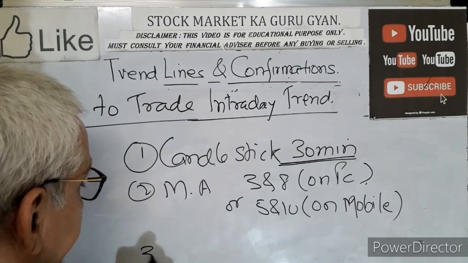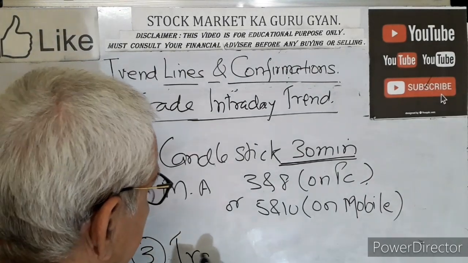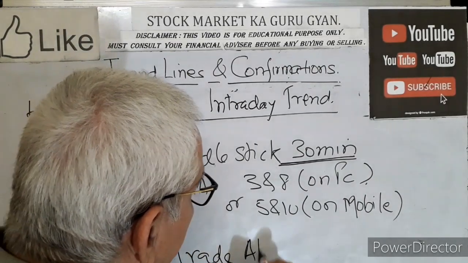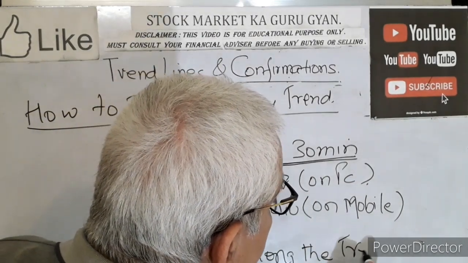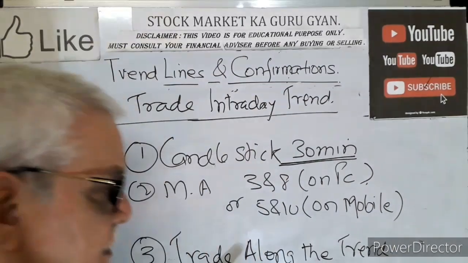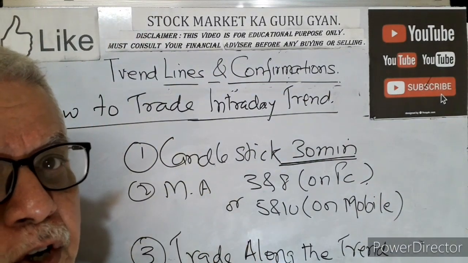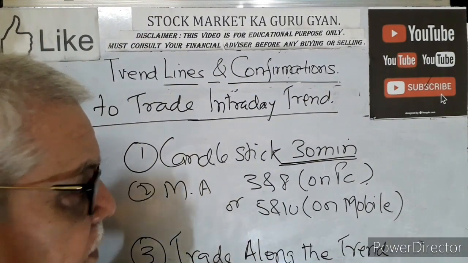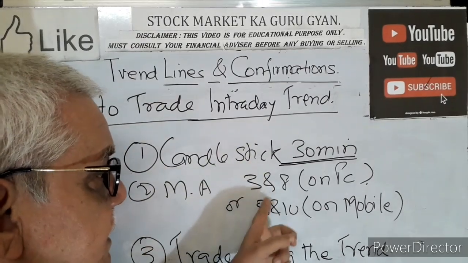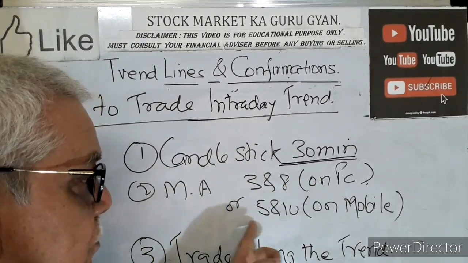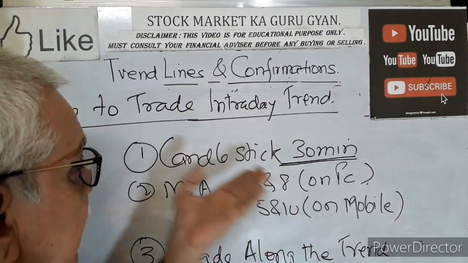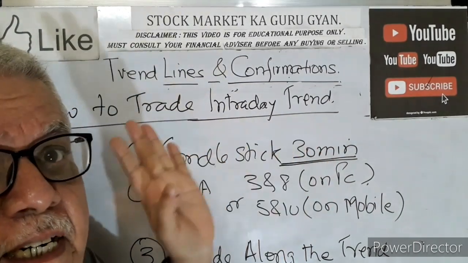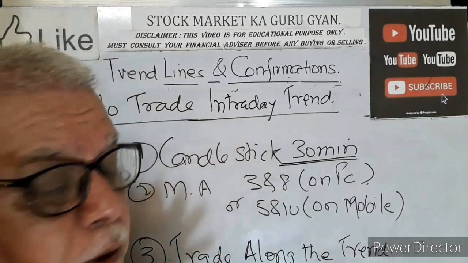Number 3, trade along the trend. This means that you will not take any contra calls. So are we all together here? On PC it is 3 and 8, and on mobile it is 5 and 10. If 3 and 8 comes on your mobile, it is okay. And finally, the candlestick necessarily has to be 30. There is no two opinion about it.